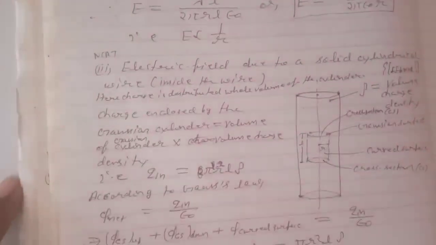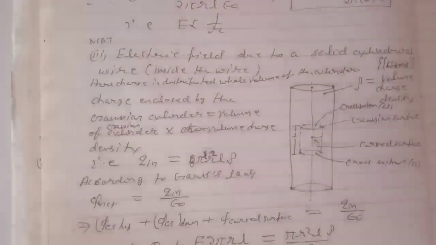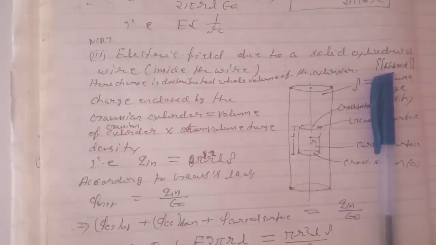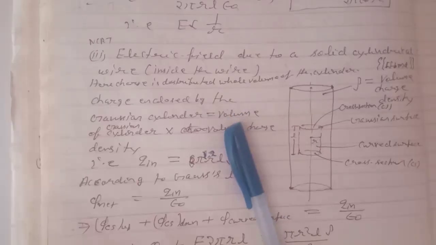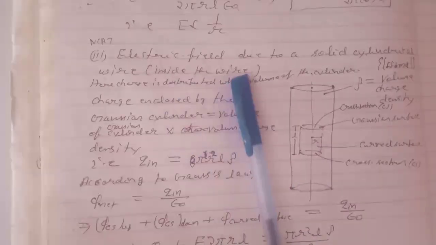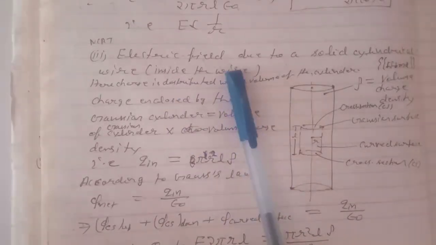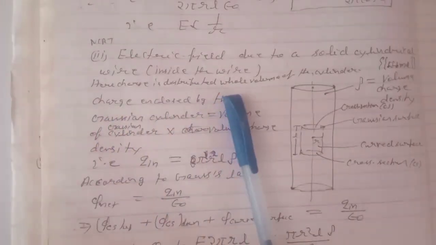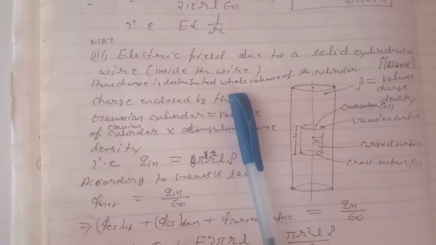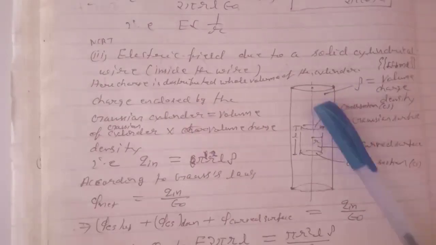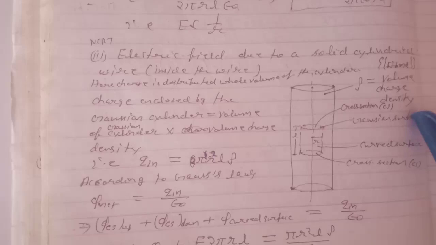Next, electric field due to a solid cylindrical wire. Here it is shown a solid cylindrical wire. Inside the wire, we have to calculate the electric field inside the solid cylindrical wire. Here charge is distributed in the whole volume of the cylinder. Now the charge density, that is the volume charge density, is given as rho.